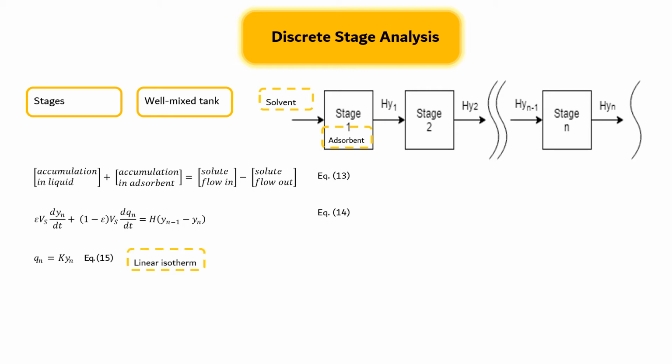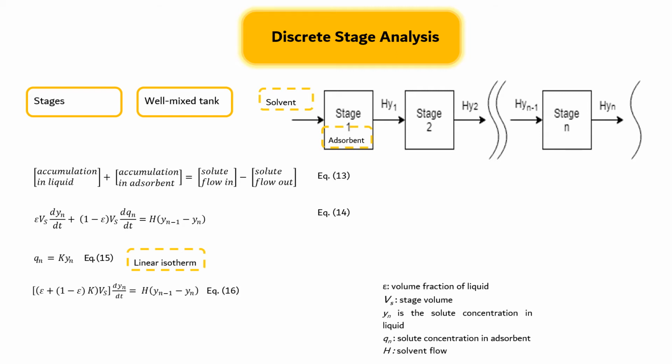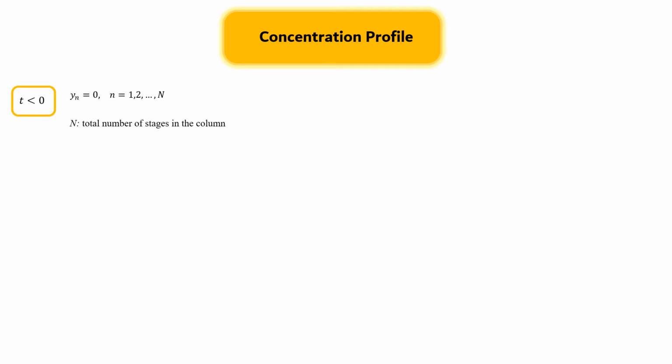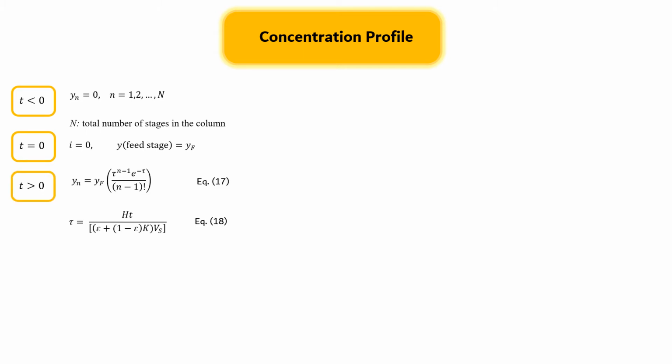Combining equation 14 and equation 15 yields equation 16, which is a key equation that must be solved for all stages in the column. Originally, none of the stages contain solute. Initially, we inject into the column the contents of a feed stage. Concentration in each stage can be calculated using equation 17, which has a Poisson distribution.